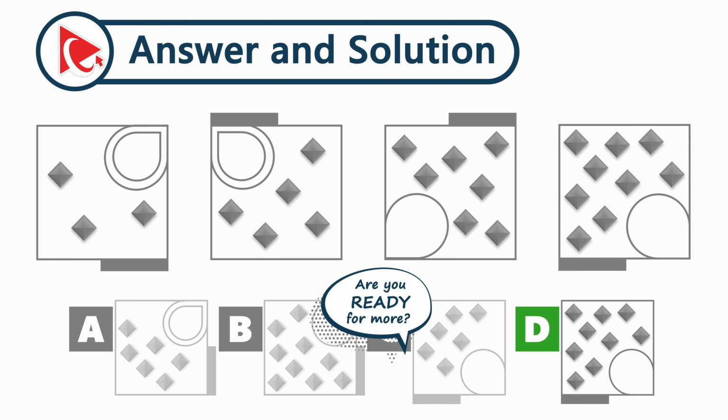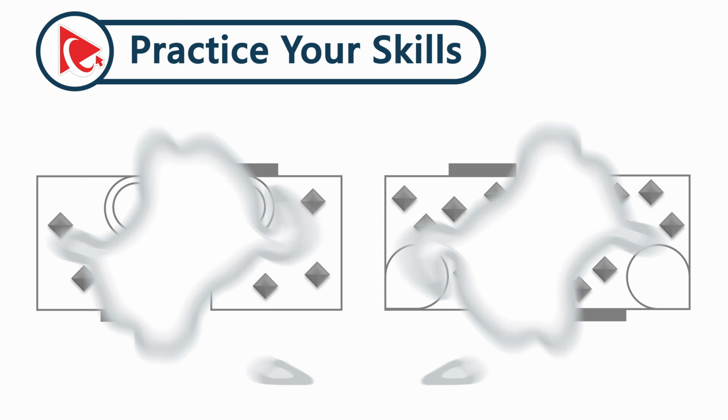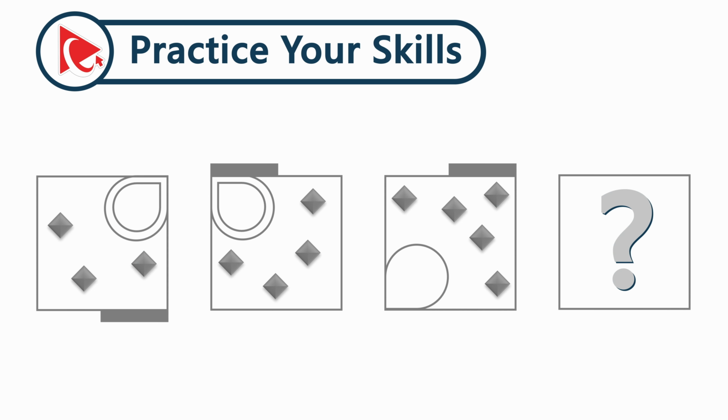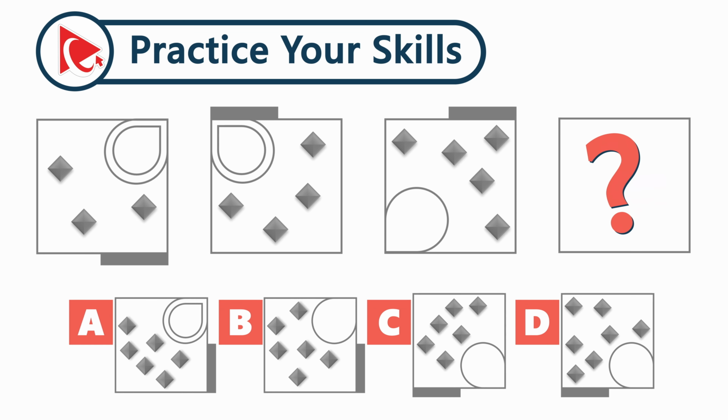But wait, are you ready for more? Try this question to see how you would do. You're presented with the sequence of shapes. 3 shapes are present and the 4th shape is missing. You have 4 choices for your answer. Choices A, B, C, and D.